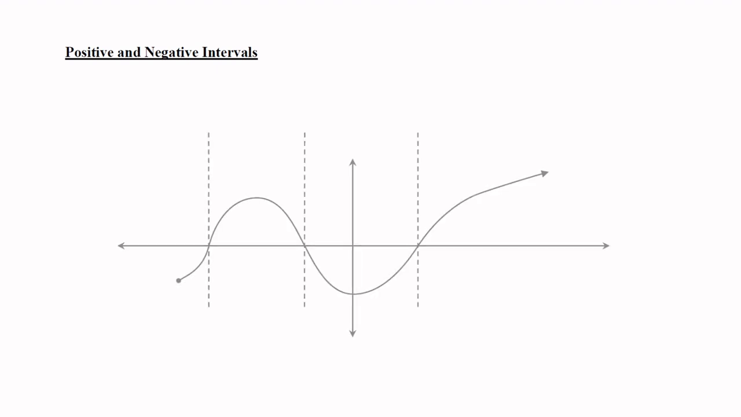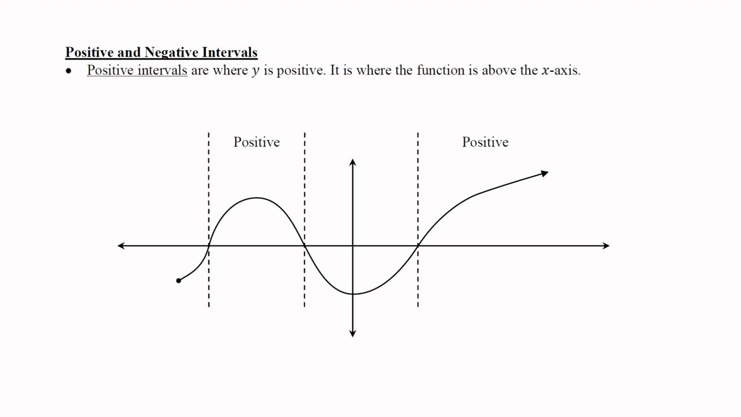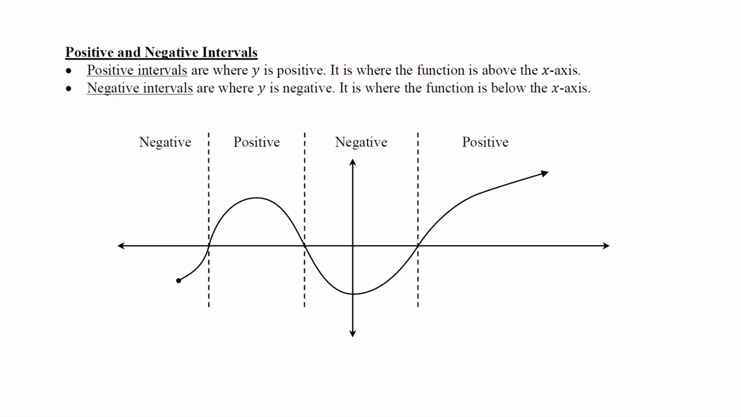Now let's talk about positive and negative intervals. Positive intervals are where y is positive. It is where the function is above the x-axis. You can see we've got 2 positive intervals here. Negative intervals are where y is negative. It is where the function is below the x-axis. Here we have 2 negative intervals. Positive and negative intervals are written in either interval or set notation using the x values.